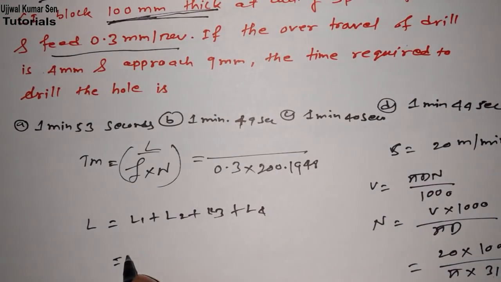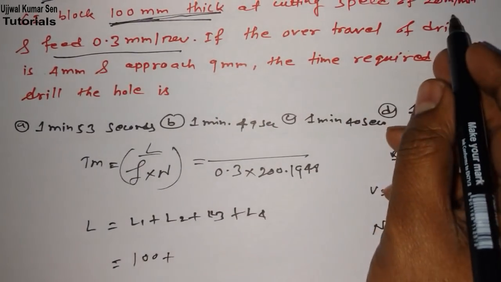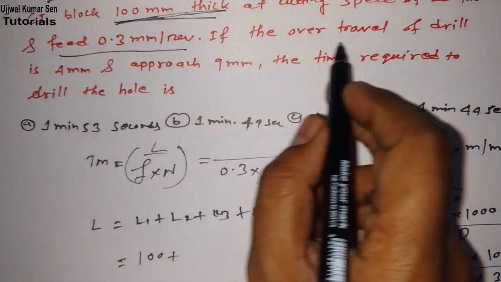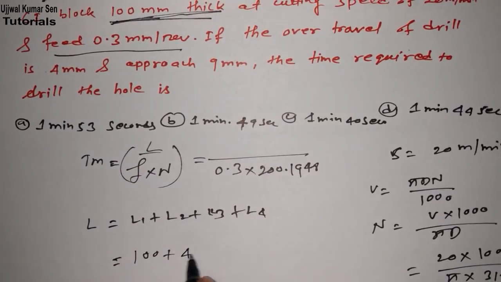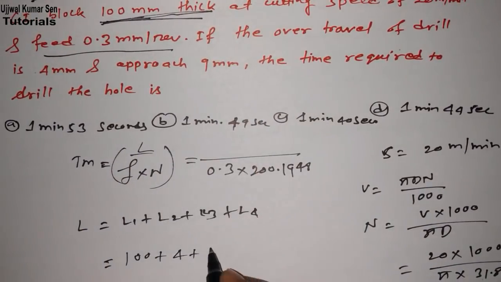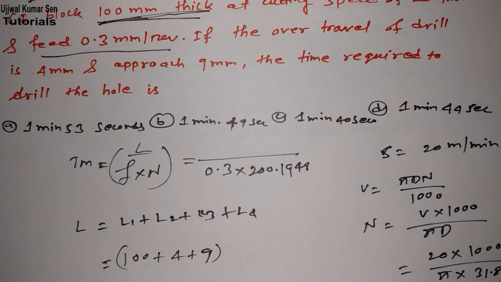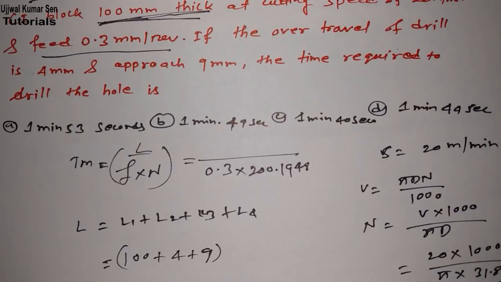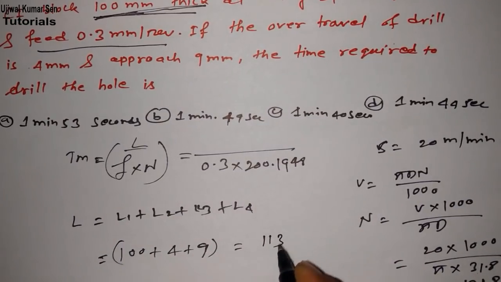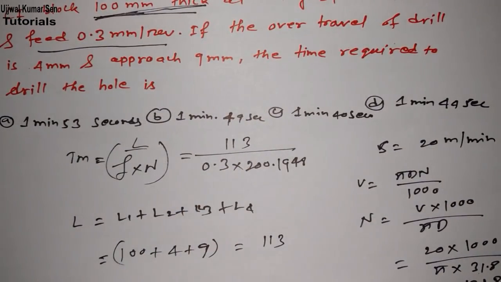So the depth of the hole is 100, right? And the cutting speed and feed we have already used. Over travel of the drill is 4, okay, and the approach is 9. So we are done with all the length of travel, that is, L is the length of travel by the tool. So how much is it here? 113. So 113, right? So we got everything.